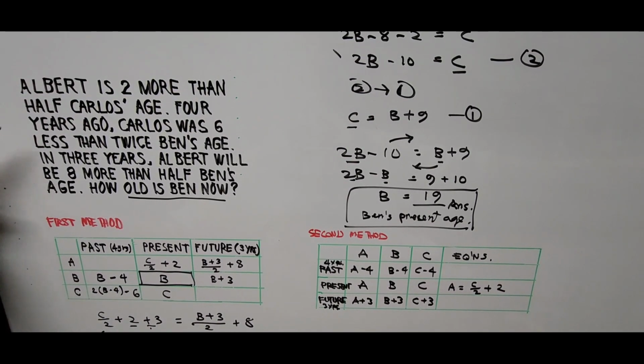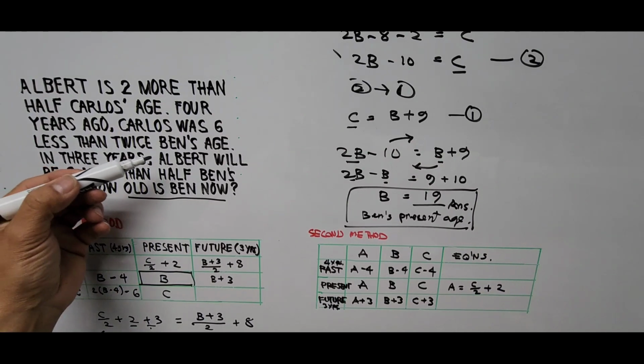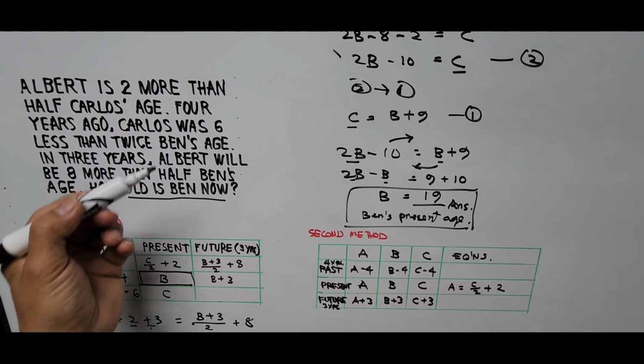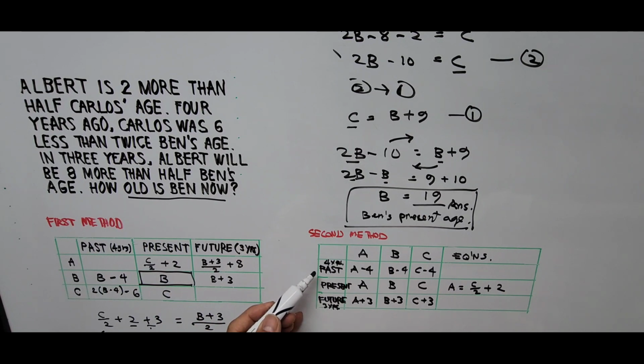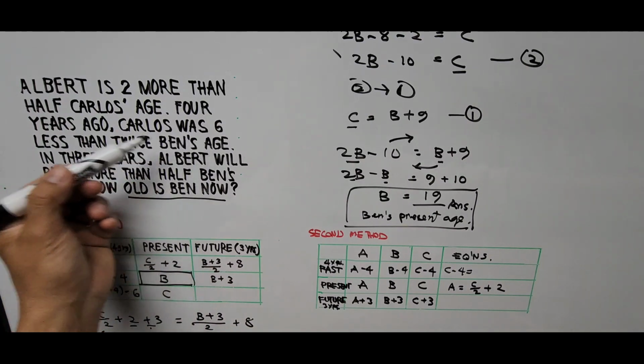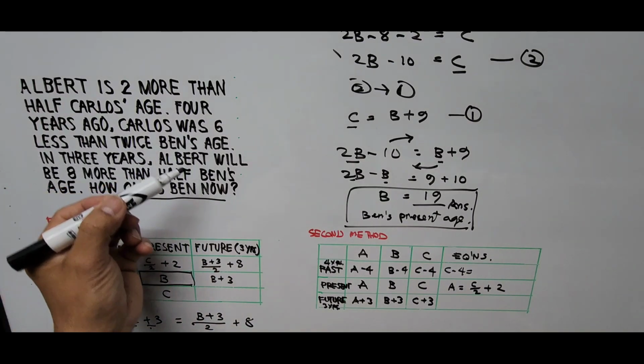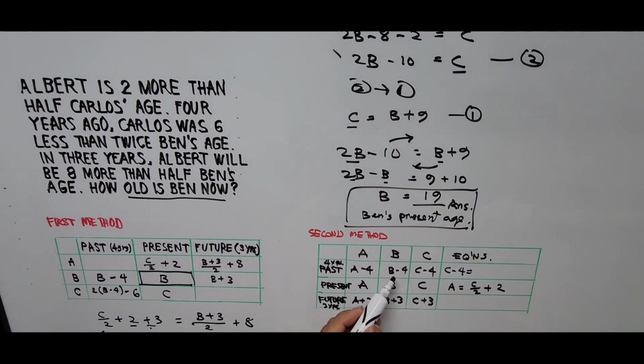Go back to our problem. Second sentence: 4 years ago, Carlos was 6 less than twice Ben's age. So we go to the past, 4 years ago, talking about Carlos. So Carlos here is C minus 4 equals, what it says about that was Carlos was 6 less than twice Ben's age. Ben's age here is B minus 4.